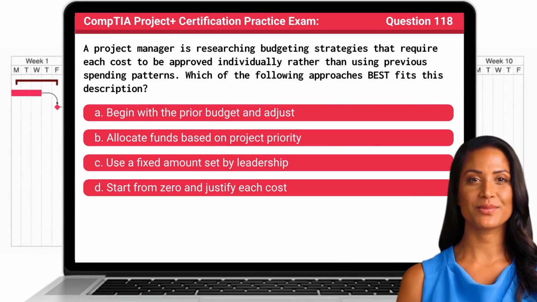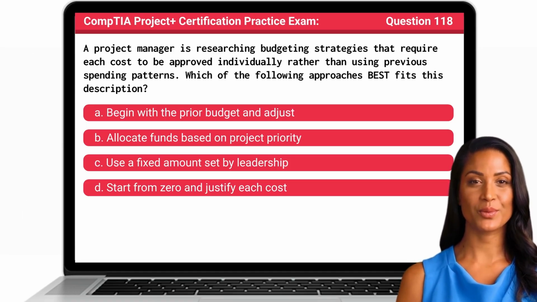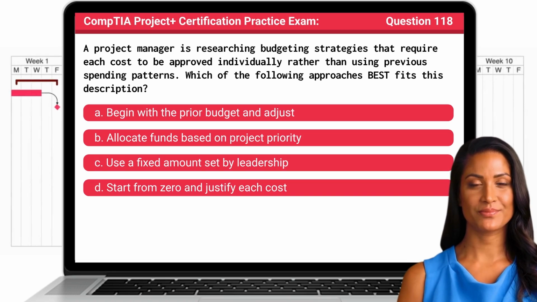Question 118. A project manager is researching budgeting strategies that require each cost to be approved individually rather than using previous spending patterns. Which of the following approaches best fits this description?